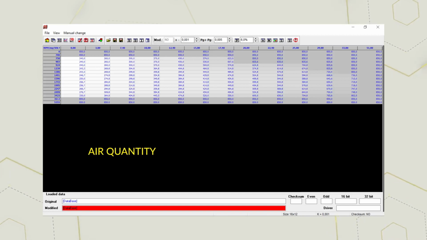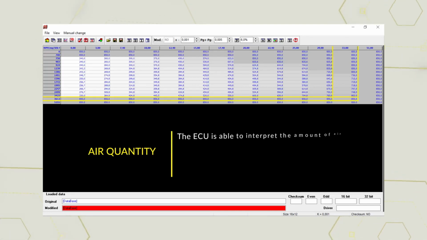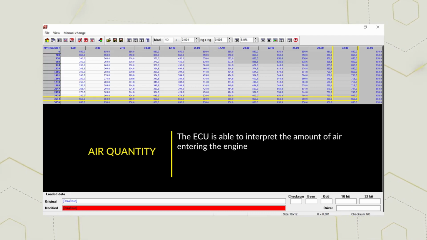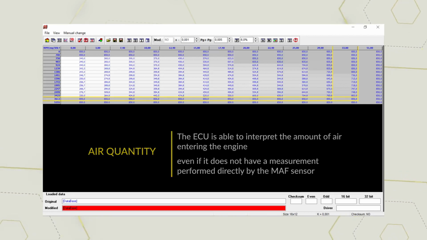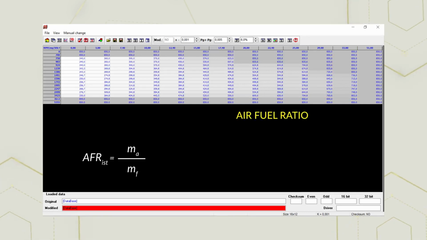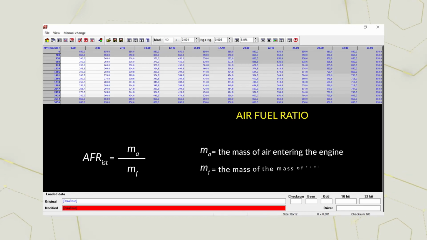Let's say we are at 3,612 RPM and we require about 33 milligrams of fuel for each cycle. The ECU, thanks to these values, is able to interpret the amount of air entering the engine, even if it does not have a measurement performed directly by the MAF sensor, so it can calculate the best air-to-fuel ratio to keep our engine constantly working in excess of air, since the instant air-fuel ratio corresponds to the ratio between the mass of air entering the engine and the mass of fuel injected.